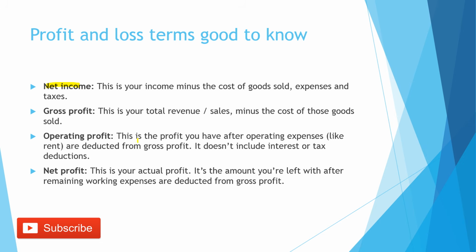Operating profit is the profit you have after operating expenses like rent are deducted from gross profit. It doesn't include interest or tax deduction. Net profit is your actual profit. It's the amount you're left with after remaining working expenses are deducted from gross profit. Be careful and cautious that net profit is not the same as net income. They are two different things.